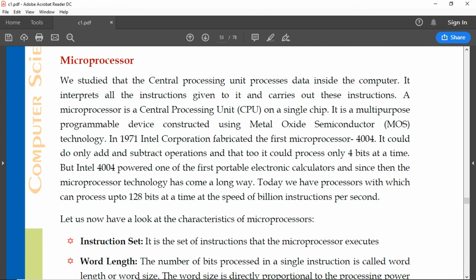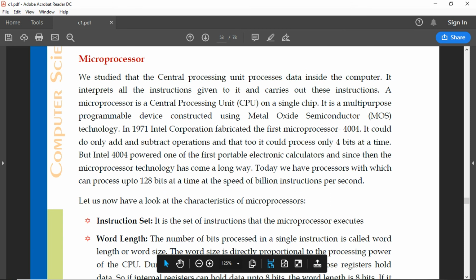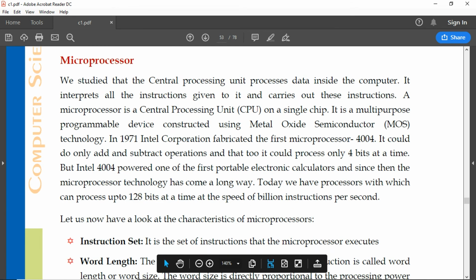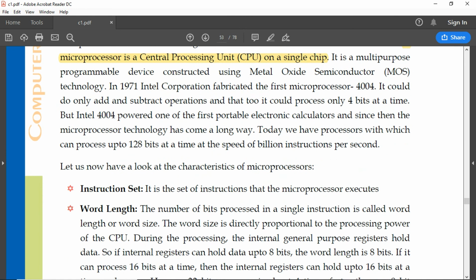Microprocessor. We studied that the central processing unit processes data inside the computer. It interprets all the instructions given to it and carries out these instructions. A microprocessor is a central processing unit, CPU, on a single chip. It is a multipurpose programmable device constructed using metal oxide semiconductor, MOS, technology. In 1971, Intel Corporation fabricated the first microprocessor, the 4004. It could do only add and subtract operations, and it could process only 4 bits at a time.